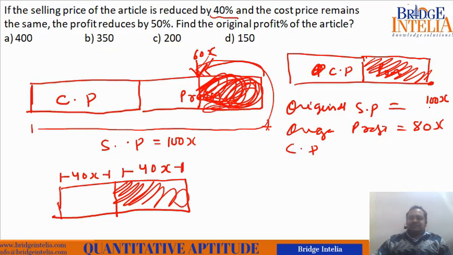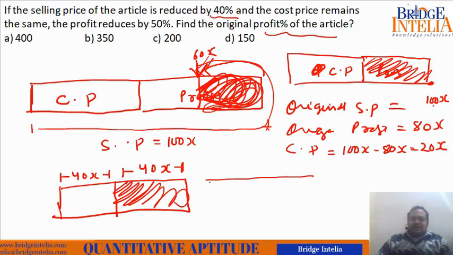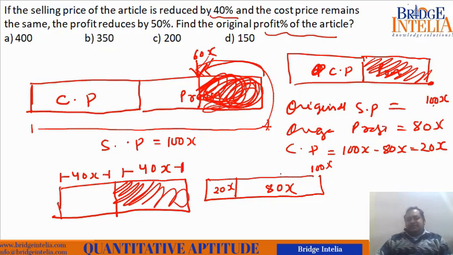So cost price is 100x minus 80x, selling price minus profit. If you remove profit from the selling price, you will get the cost price. So cost price is equal to 100x minus 80x, which comes out to be 20x. So what is the original profit? In the original scenario, 20x is the cost price, 100x was the selling price. So by investing 20x, he was gaining 80x. So 80x is what percentage of 20x? It is 4 times, 400%.